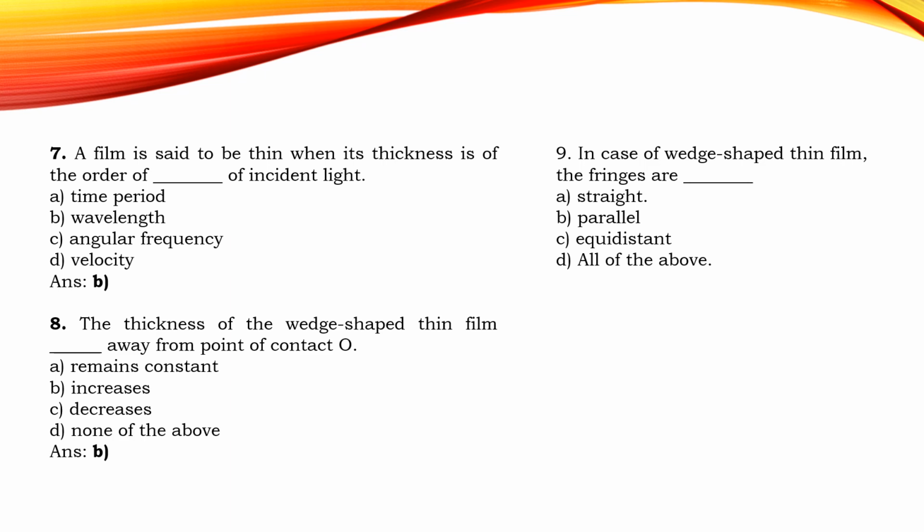Next is in case of wedge shaped thin film, the fringes are dash. Options are straight, parallel, equidistant, all of the above. And the right answer is option D, all of the above.